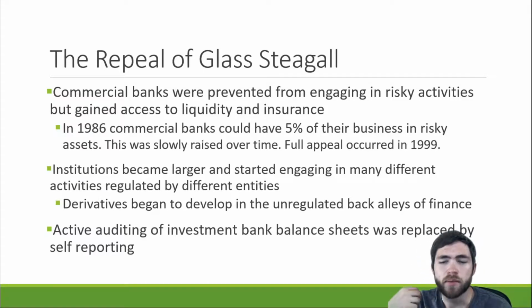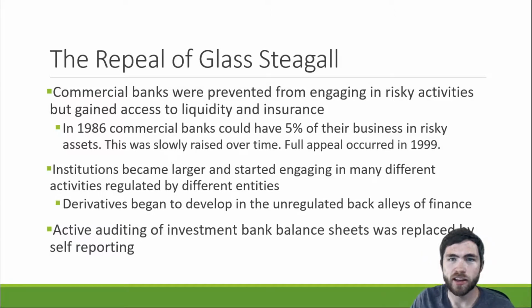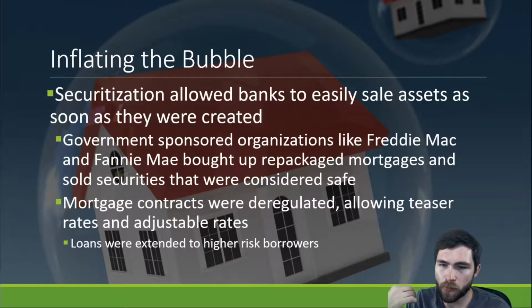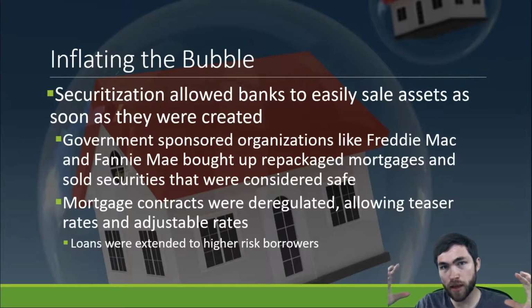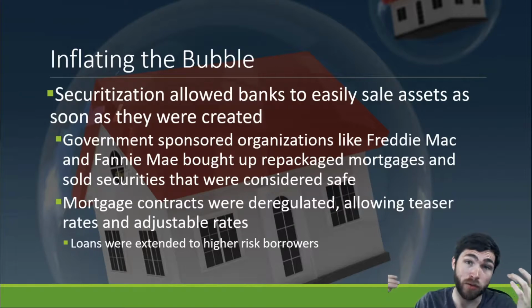Another development along this time was that active auditing by federal agencies that would send out investigators was replaced by self-reporting. So it became a lot easier to hide problematic issues with your balance sheet. So securitization started taking place. We talked about that a bit in the last lecture. But banks essentially could make a bunch of loans, bundle them together, sell them off, and not have to really worry about whether the loans were repaid or not.